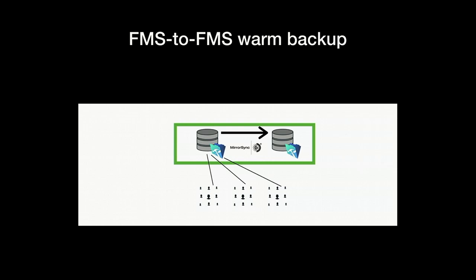FileMaker server to server warm backup. This is a more traditional, less experimental kind of thing that is easy to understand. The concept is simple. Your users all connect to FileMaker server 1. Instead of a bidirectional sync, you set up a one-way sync from that hub server to the spoke server.